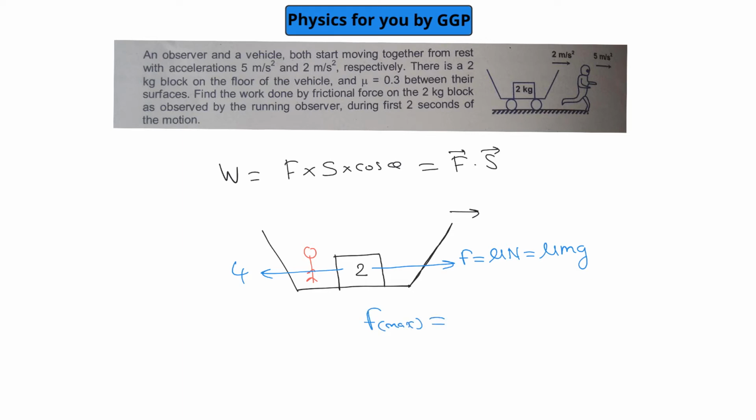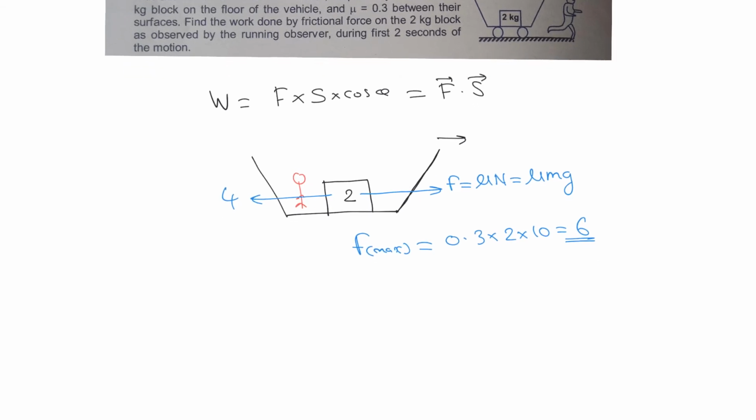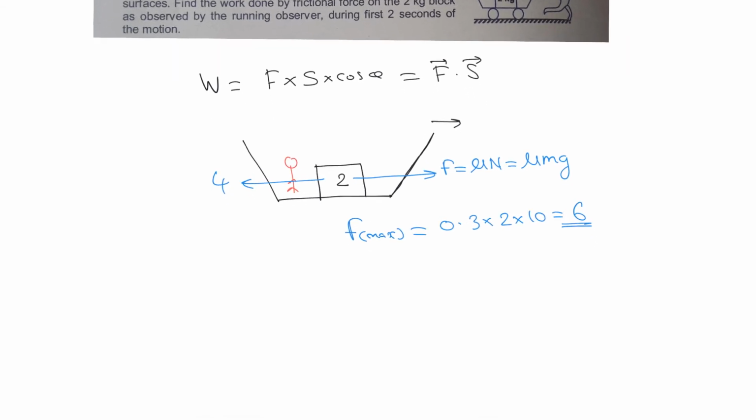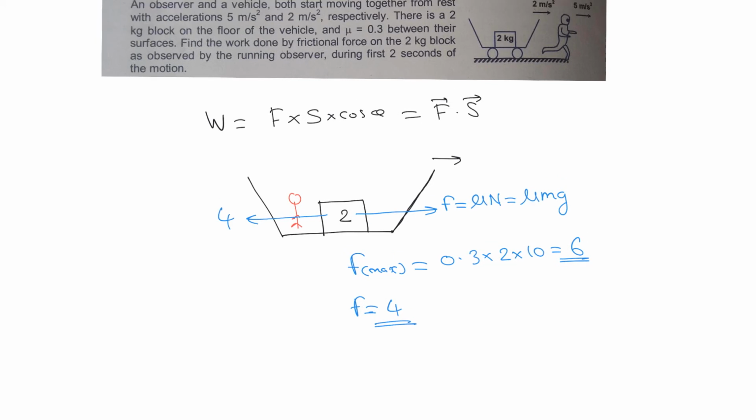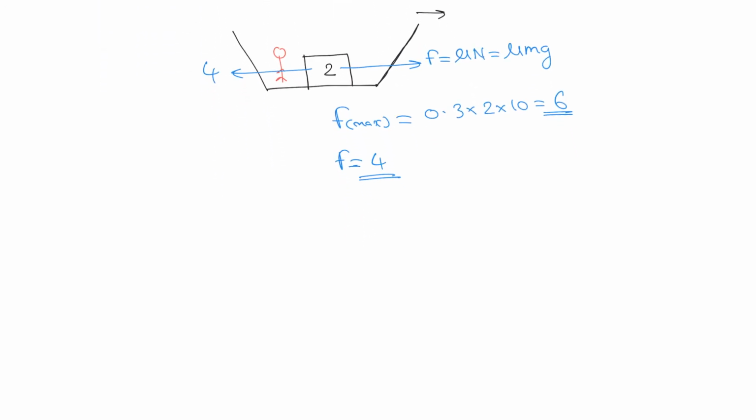So the maximum possible value of frictional force is mu, 0.3, into mg, where m is 2 and g we can take as 10. So this will be equal to 6. It can exert up to 6 Newton force. But the frictional force required to stop this block is only 4. So the frictional force going to act is 4, not 6. The frictional force acting will be equal to 4, so that this block will be at rest with respect to the car. Now this car is moving with an acceleration of 2 meter per second square and the block is at rest with respect to the car.